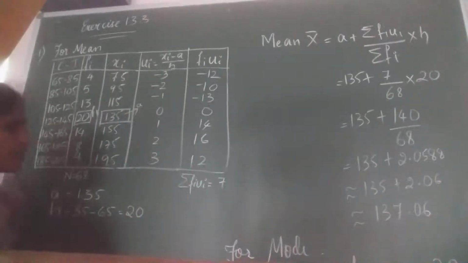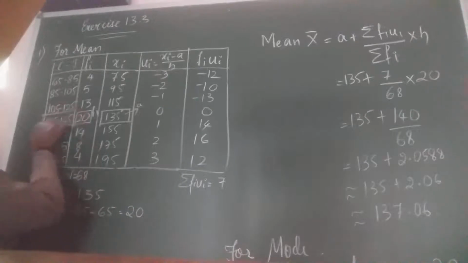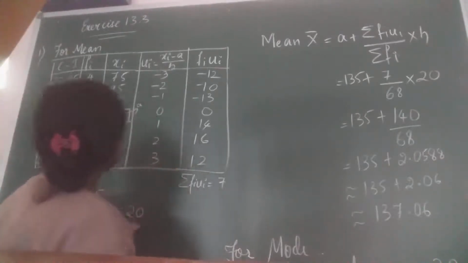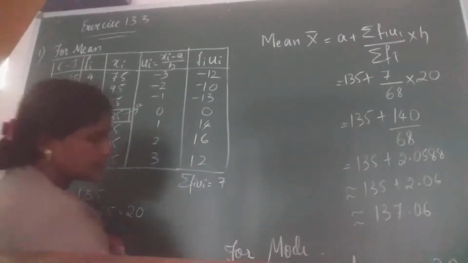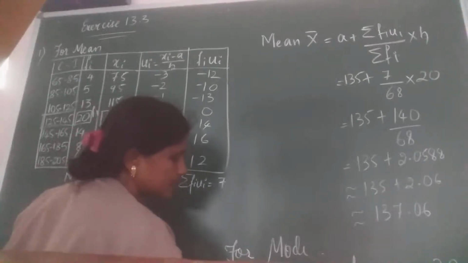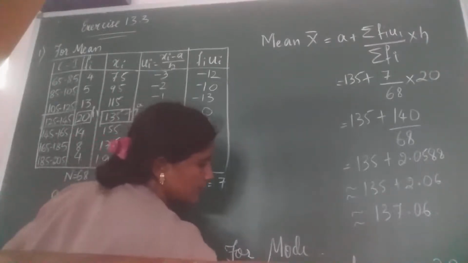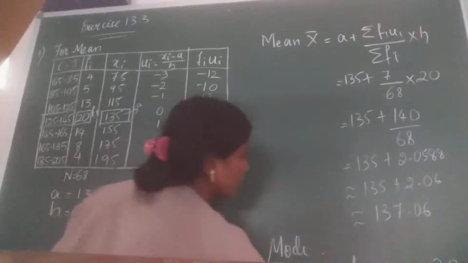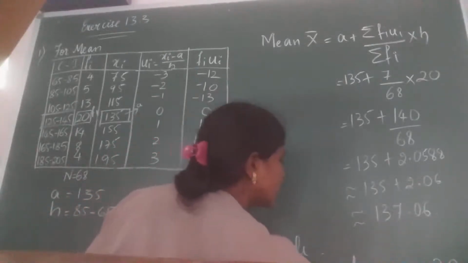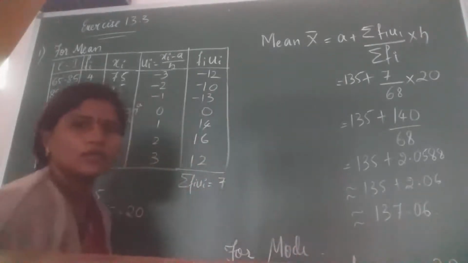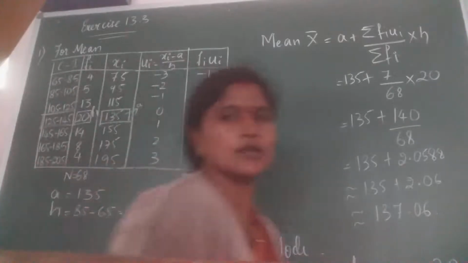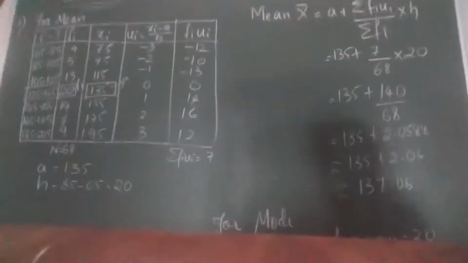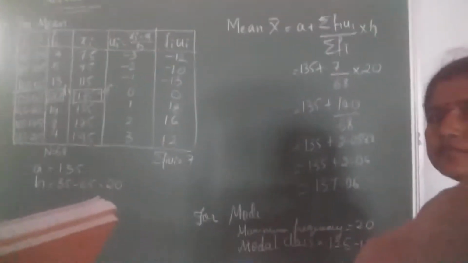For that maximum frequency, what is the class interval? That class interval is called the modal class. Modal class is 125 to 145. Okay, modal class is 125 to 145. Is it clear?